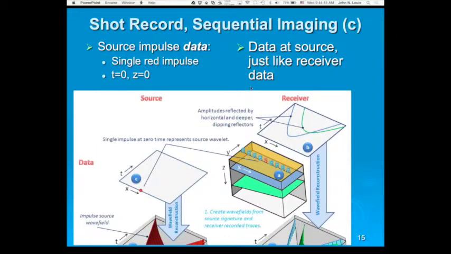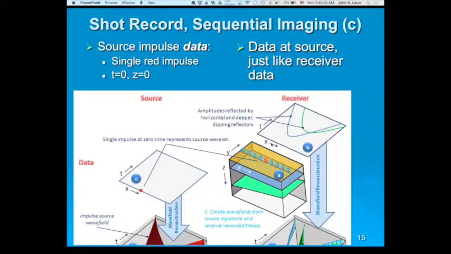One of the critical leaps that Sava and Hill make, which I'm still grappling with, is that this data plane in X and T is a separate one at the source as it is for the receiver. So there's an impulse just at the source, and there's a source data plane, and it's different from the receiver data planes. Each shot gather is a receiver data plane, and it's got all these impulses lined up along these hyperbolas, as we would expect.